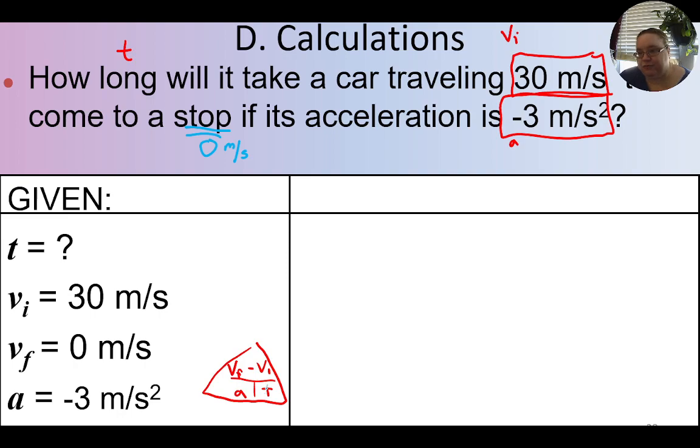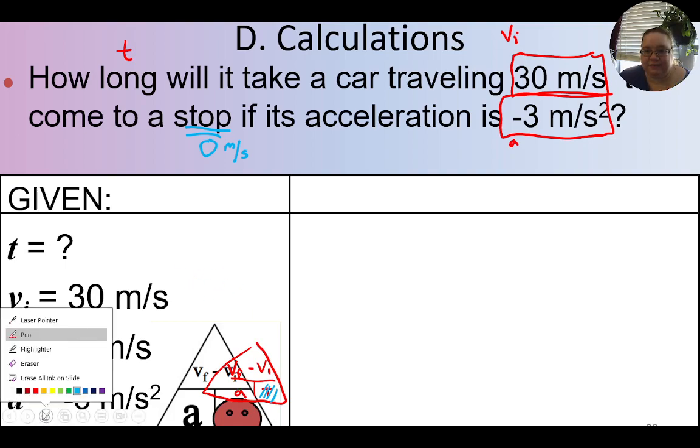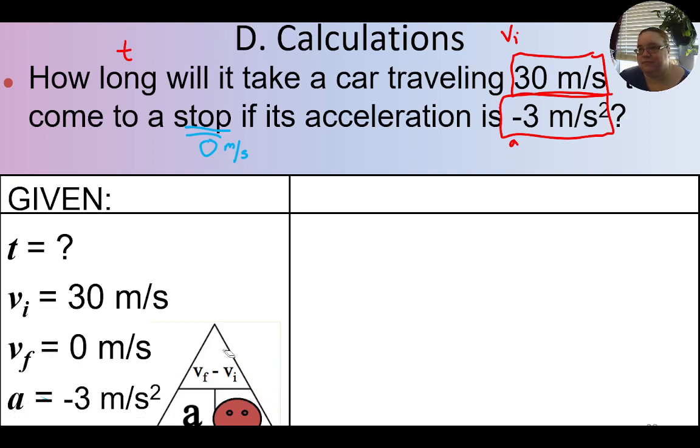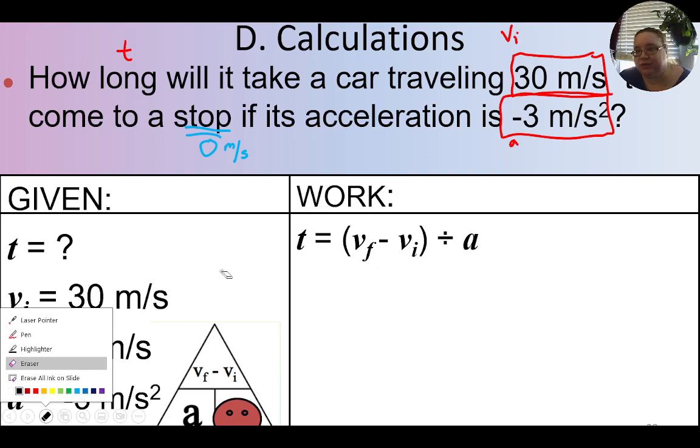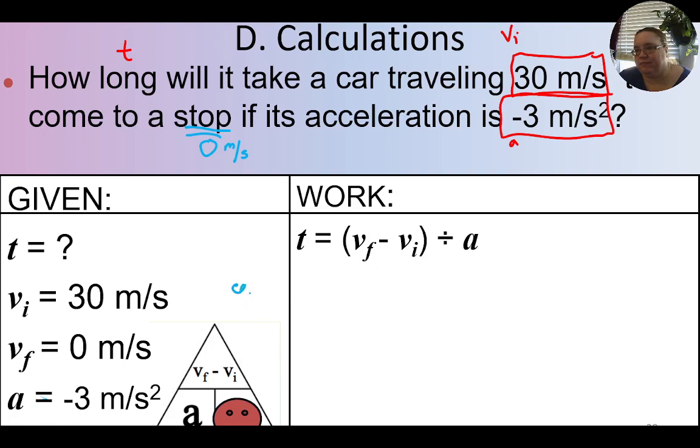So we're asked to solve for time. I cover the time up in my magic triangle, and it tells me that I need to subtract and then divide. You don't necessarily have to show that equation separate, especially if you're using a triangle. Either version of the equation will work. I have no preference. I just want to see at least one version of the equation in your calculations. So it does not matter to me which one you use.